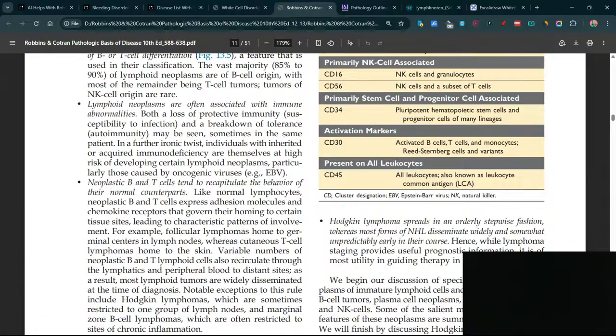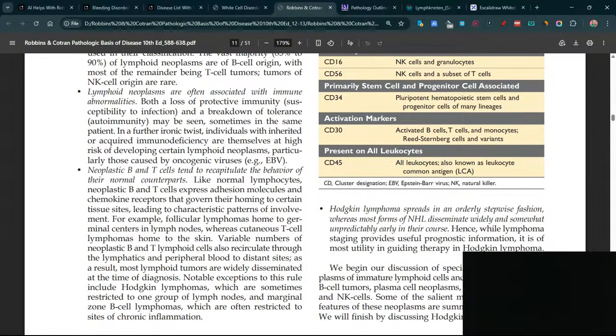EBV, Epstein-Barr virus. So it is also cruel in nature, and even though the cancer is made of immune cells, they don't work. The patient's immune system actually fails. They cannot fight infections, and the broken cells start attacking the patient's own body. That is autoimmunity. So both the loss of protective immunity and the breakdown of tolerance may be seen, sometimes in the same patient.